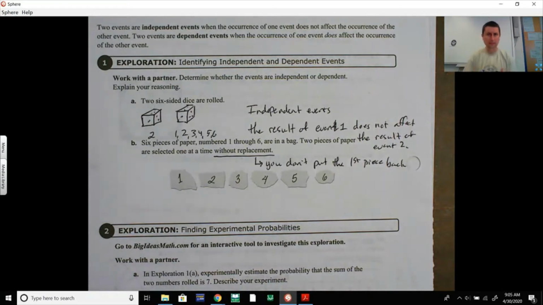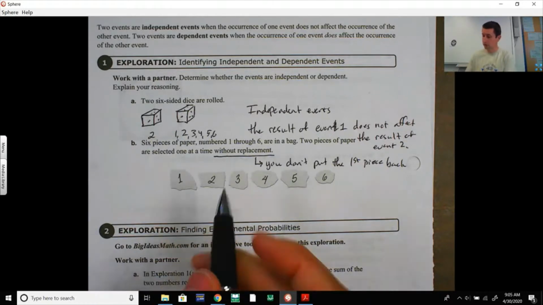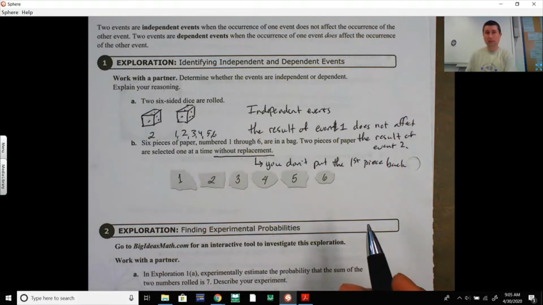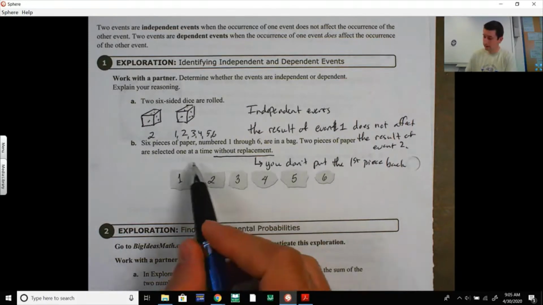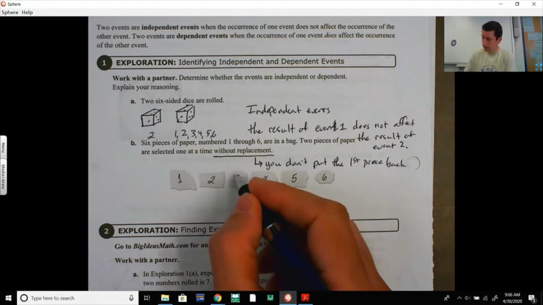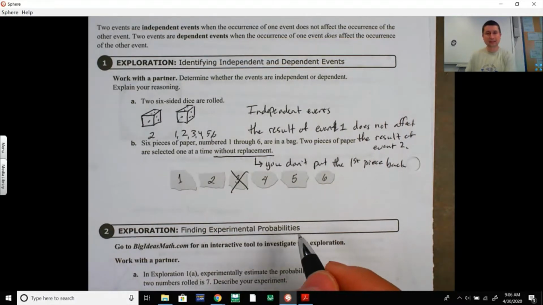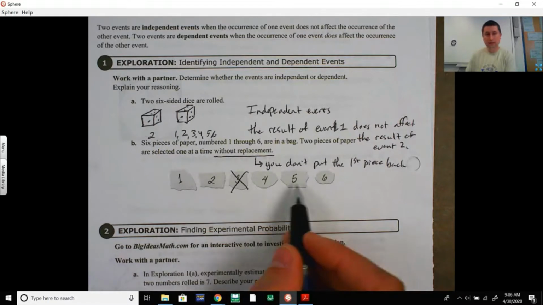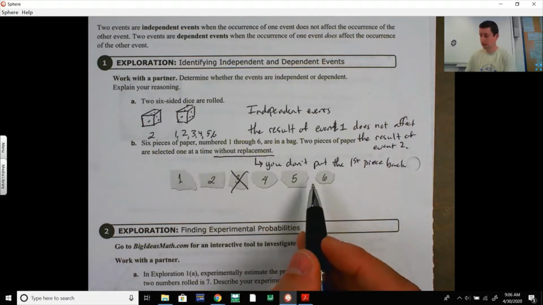We're not replacing them. So if you are replacing, that means every time you draw, every number has an equal opportunity. Because if you draw 3 and you put the 3 back, then you can draw 3 again. That would be an independent event. But in this case, if you select the 3, it is now out of the bag. You can't select it again, which means the chances of drawing one of these other numbers increases.